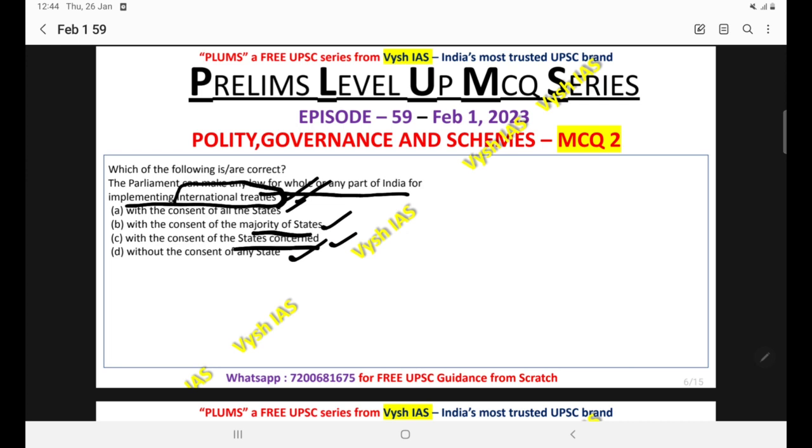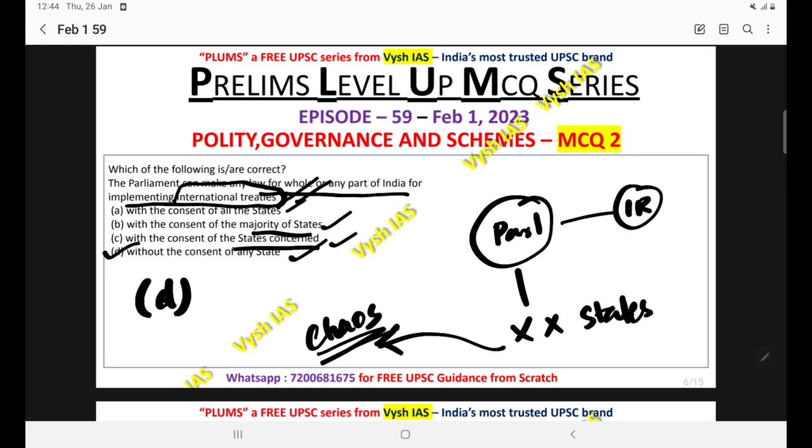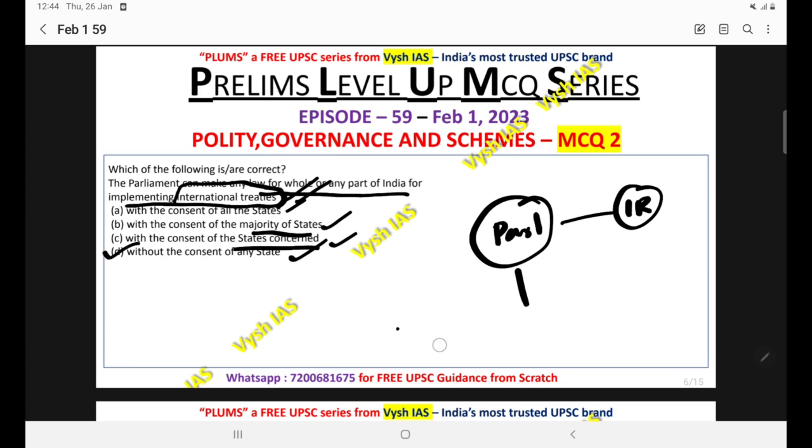Here you can think logically also. Since Parliament is the supreme authority involved in implementing the international treaties, no states will logically be involved in this, because if that would be the case, then obviously there would be chances of more conflict. We have to avoid that. So logically the option should be the fourth, and the correct option is also 4. Without the consent of any state, Parliament has this power. So this is one provision.